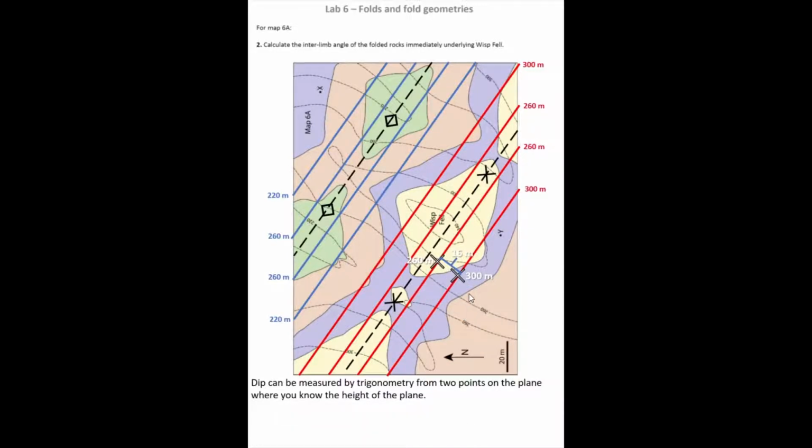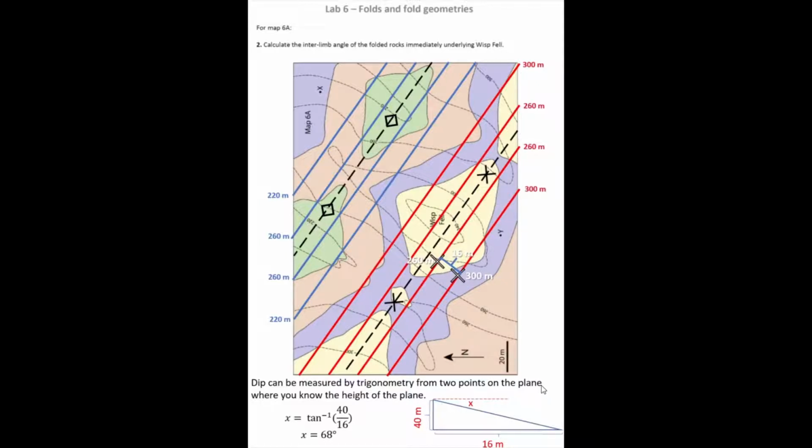So now we can draw one of our triangles which captures that geometry. We've got a height change of 40 meters from 300 to 260. That occurs over a horizontal distance of 16 meters. So the dip of our bedding plane in this part of our map, if we apply trigonometry, we take the inverse tangent of the opposite over the adjacent, so in our case the inverse tangent of 40 divided by 16 gives us a dip of that limb of 68 degrees.